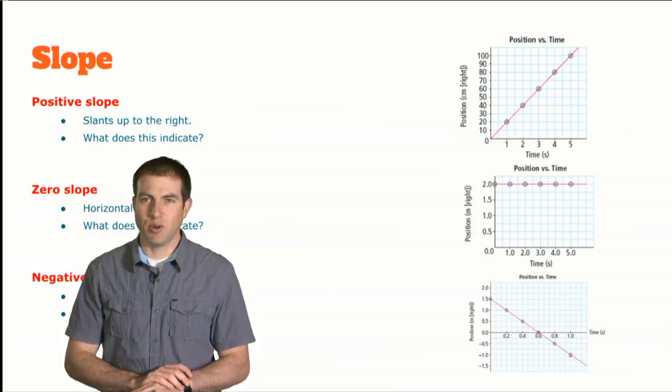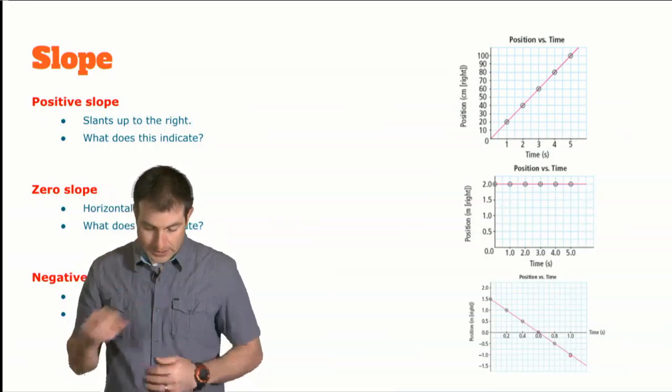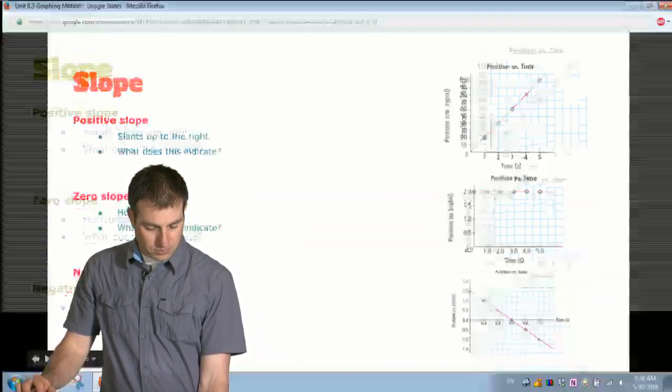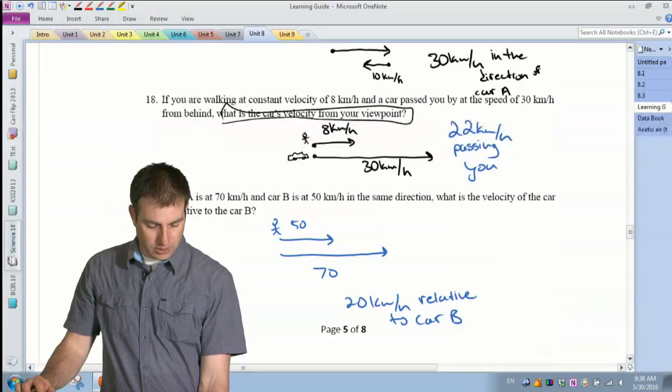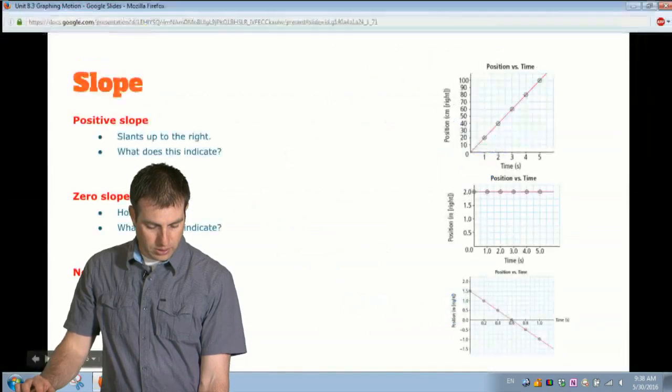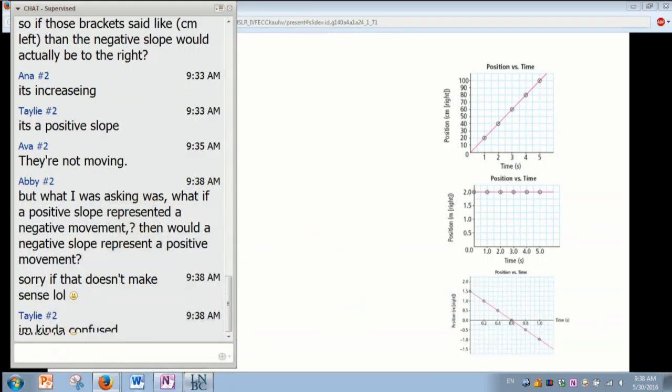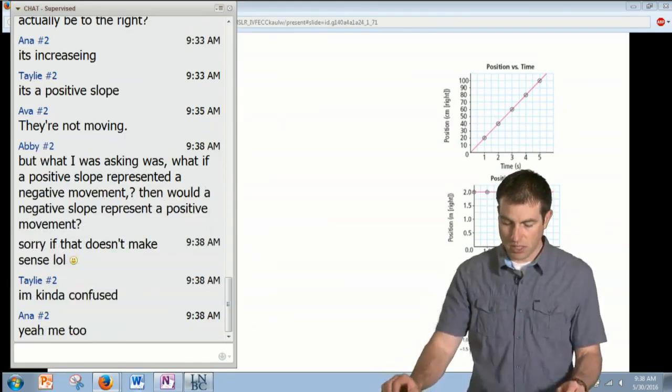Then would a negative slope represent a positive movement? Oh boy, we're getting deep now. All right, let's look at what you're saying here. So would a positive slope represent a negative movement? Then would a negative slope represent a positive movement? Yeah, I guess it's kind of confusing stuff.